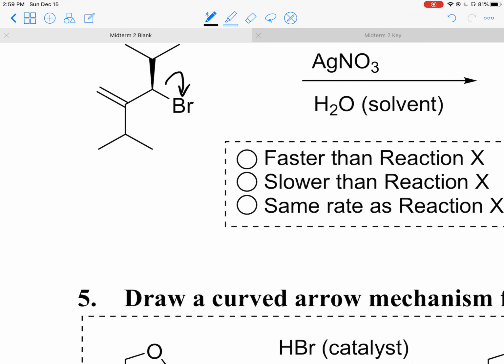But what are we left with when the leaving group leaves? So we've got this double bond here. Got that. Isopropyl, we don't need to show stereochemistry anymore. Remember, we do have this hydrogen implied here. We don't really need to draw it, but we can include that. And we have a carbocation.